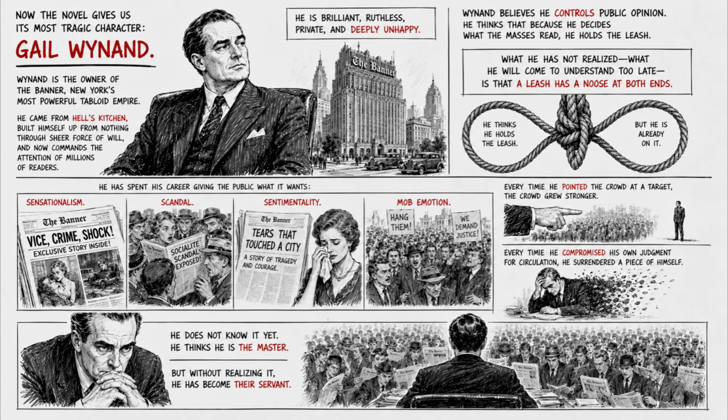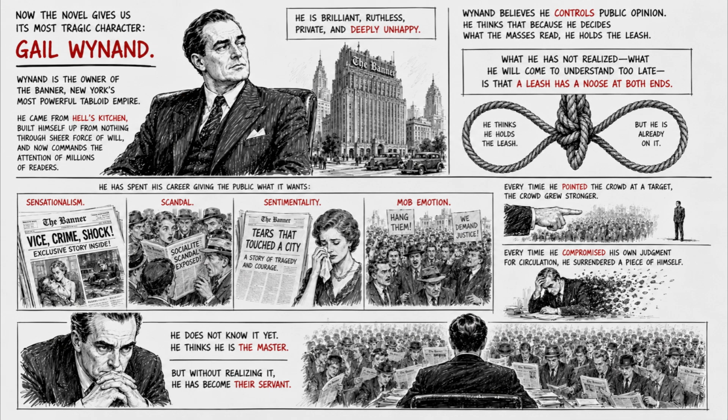Wynand is the owner of the Banner, New York's most powerful tabloid empire. He came from Hell's Kitchen, built himself up from nothing through sheer force of will, and now commands the attention of millions of readers. He is brilliant, ruthless, private, and deeply unhappy. Wynand believes he controls public opinion. He thinks that because he decides what the masses read, he holds the leash. What he has not realized, what he will come to understand too late, is that a leash has a noose at both ends.